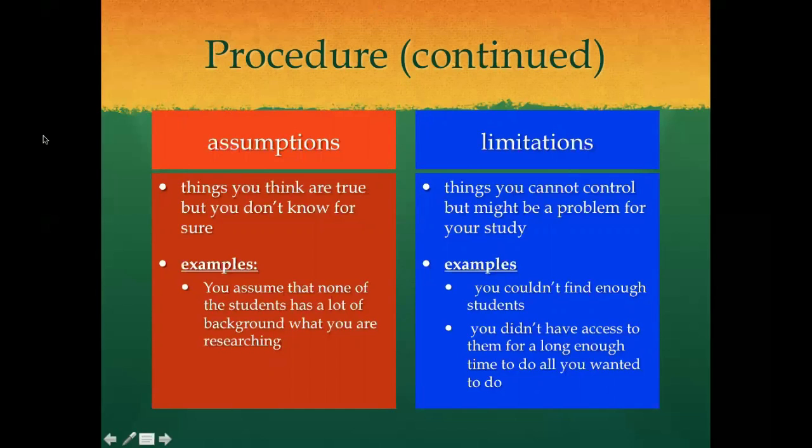So you have to be careful about what assumptions you're making, and you can write that up in your conclusion, in your analysis of your data. Another thing is the limitations, things you cannot control, but might be a problem for your study. For example, if you couldn't find enough students or you didn't have access to them for a long enough time to do everything that you wanted to do. So that's another thing that you should write up when you do your proposal.